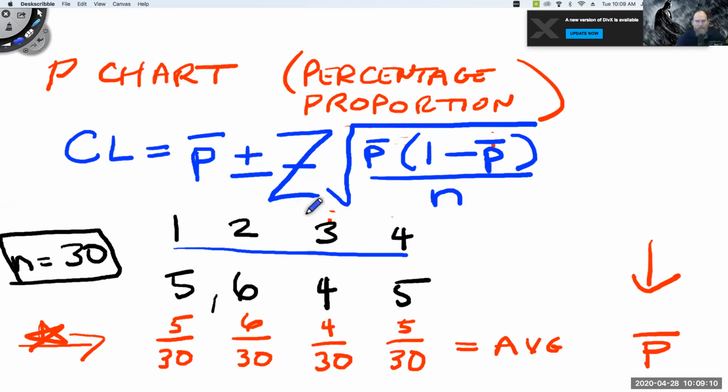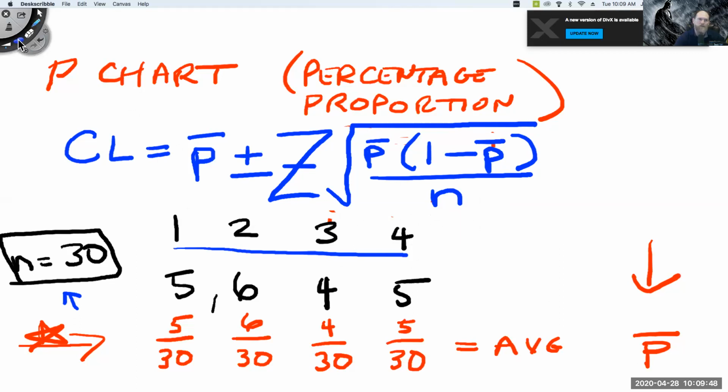So that's going to be our formula. Obviously, we need a Z. We've got P bar, so we can put it here, here, and here, and then we've got that N, which in this case is going to be 30. Please notice that nowhere in here is the number of samples. The number of samples in our instance would be 4. We took a sample on day 1, day 2, day 3, and day 4. But that is not N.